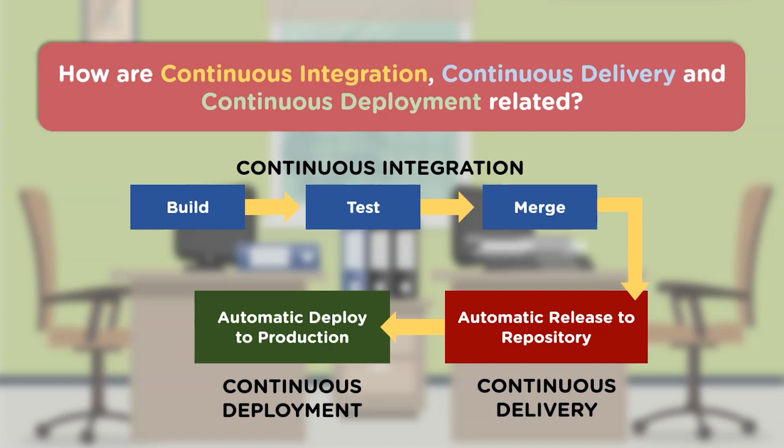Then after these three steps comes the next phase, where the automatic release to the repository takes place, and this is called the continuous delivery phase. Lastly, the release reaches the phase where it is continuously released to the production, and this step is known as the continuous deployment phase. Now, to understand these better, we shall see each of these phases one by one to understand their relation with the CI/CD pipeline.